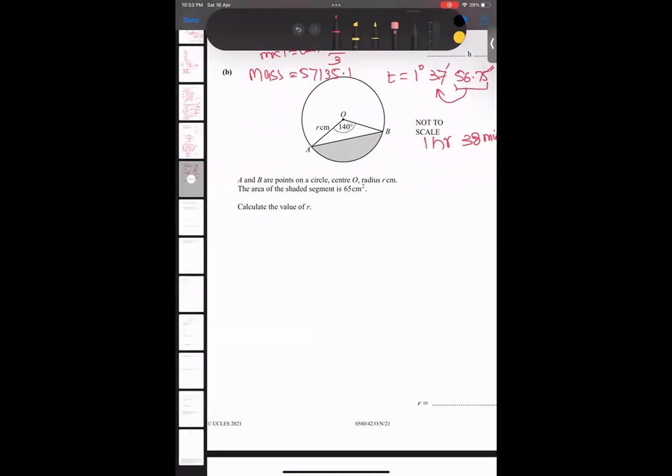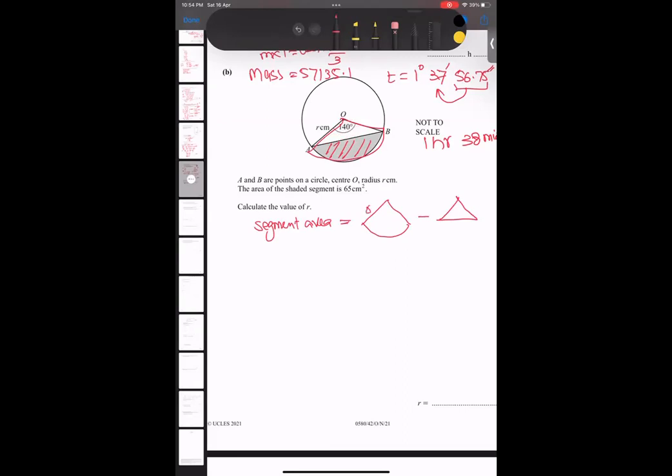A and B are points on a circle, and the area of the shaded region, the segment, is given. And how to get the segment area? For your knowledge, segment area equals the full sector area minus the triangle area. Look here. From the full sector area, if you subtract the white portion, you get the answer.